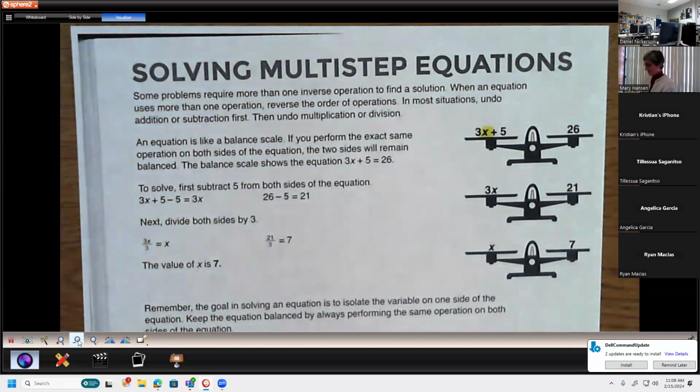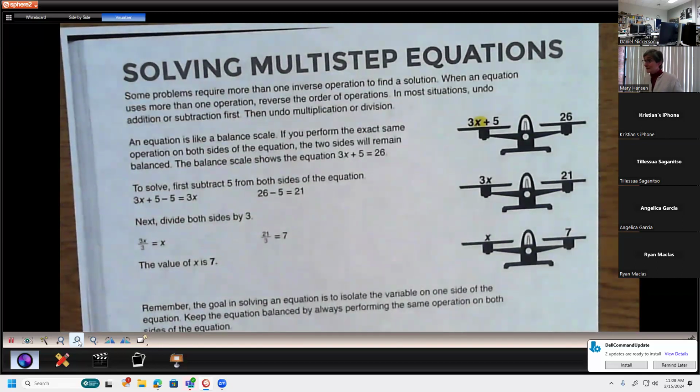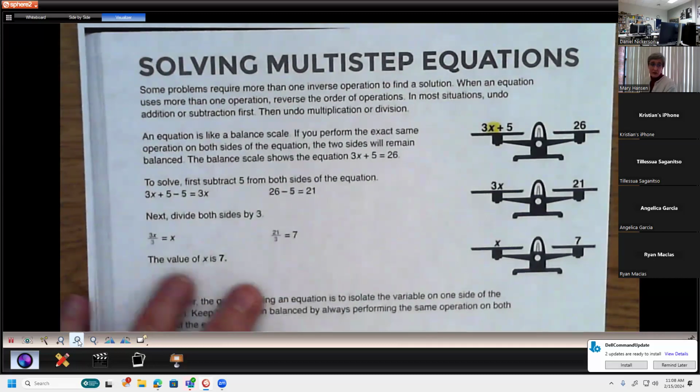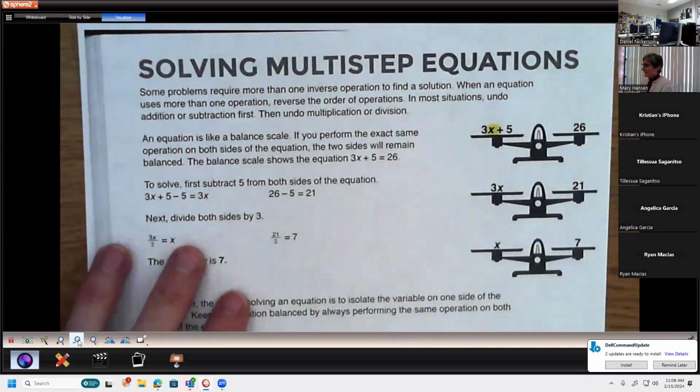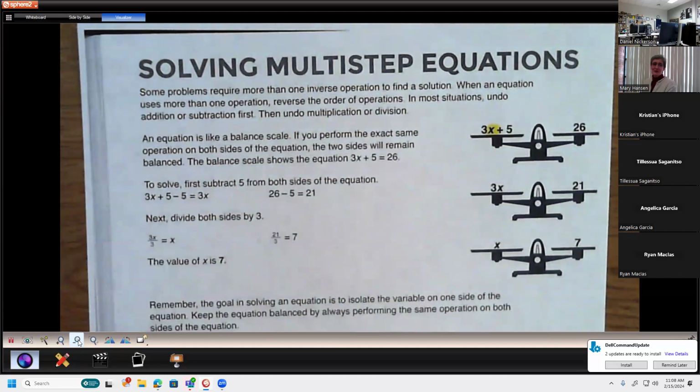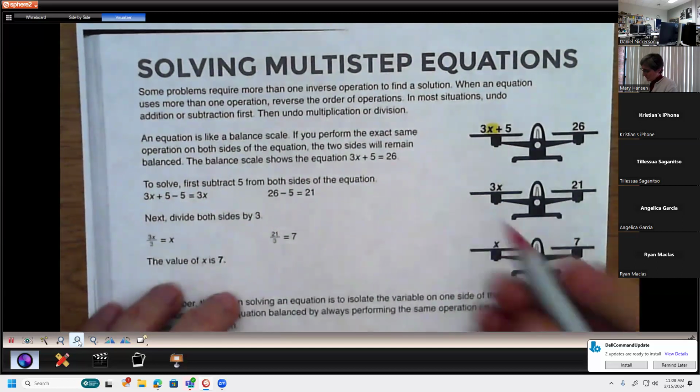Anybody know? Okay, I have a suggestion of getting rid of the 3 first. The 5? I have a suggestion of getting rid of the 5 first. 5 first. Okay, I've got a couple votes for 5.